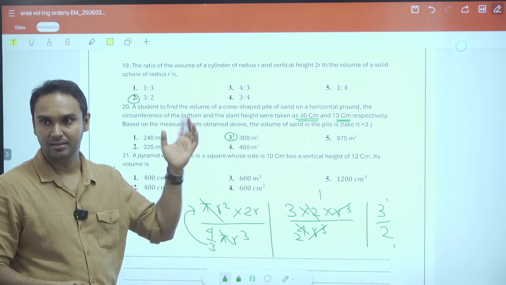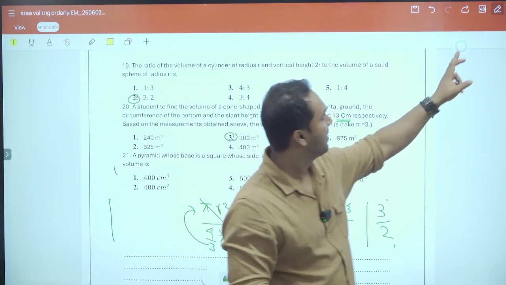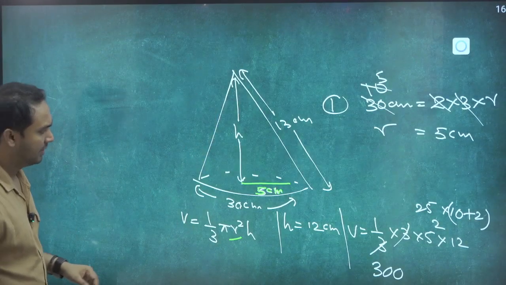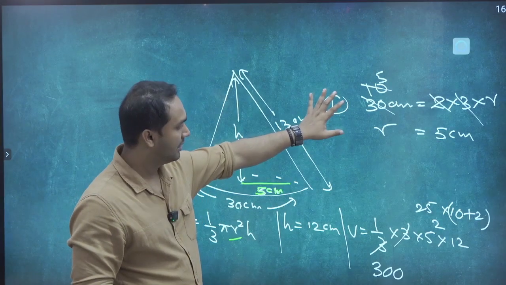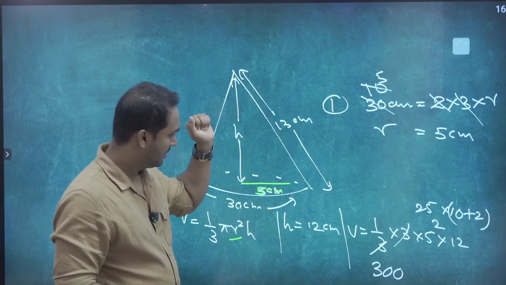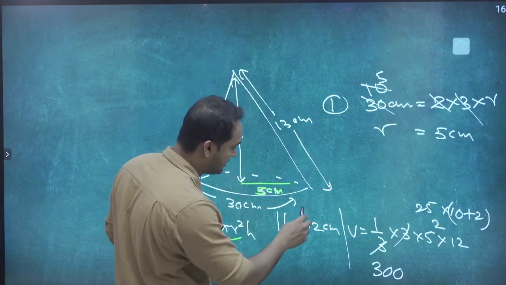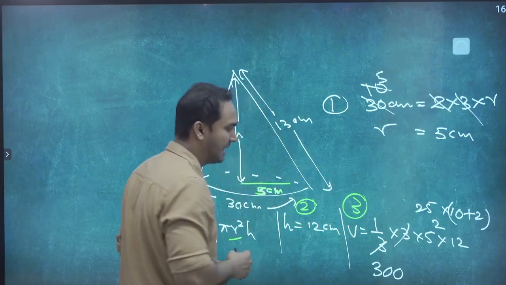Yes, 300. So how many steps were there? You had to find the radius. You have to find the height. This is the second step. And the third step is to find the volume. It had 3 steps, right?